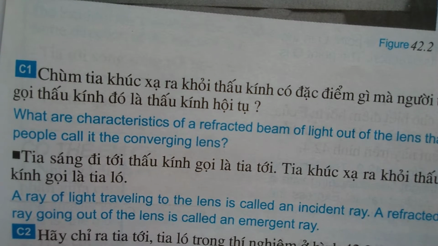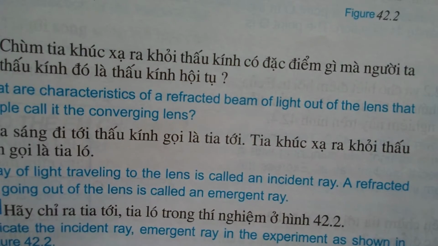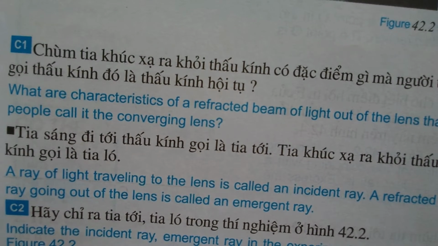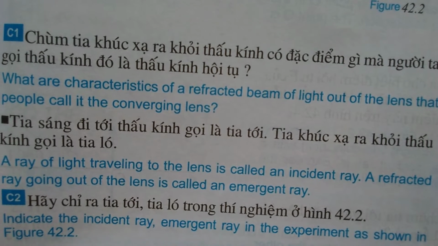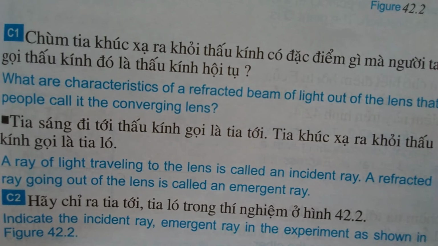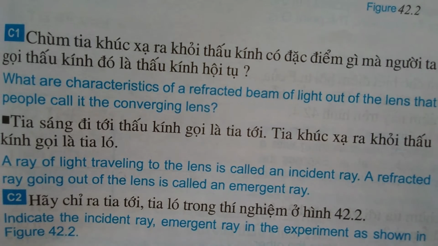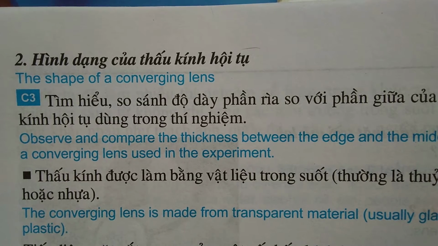A ray of light traveling to the lens is called an incident ray. A refracted ray going out of the lens is called an emergent ray. Indicate the incident ray and emergent ray in the experiment as shown in figure 42.2. Page 114. The shape of a convergent lens.